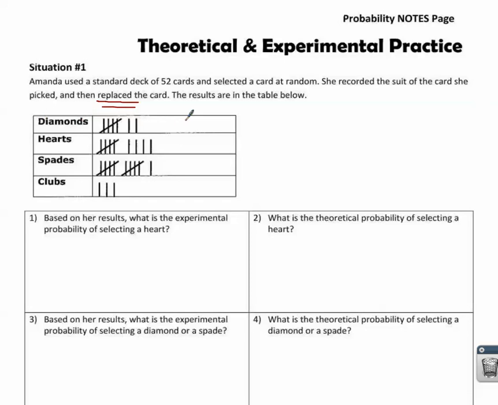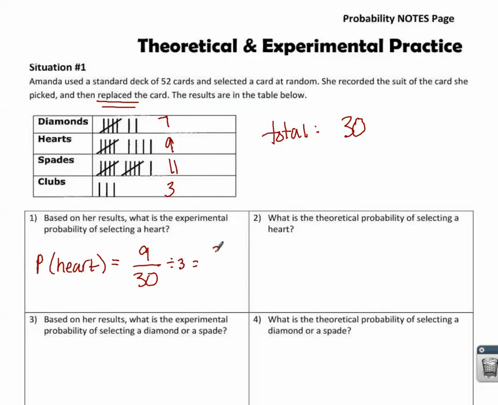So she got diamonds 7 times, hearts 9 times, spades 11 times, and clubs 3 times, making it a total of 30 cards that she chose. So based on her results, what is the experimental probability of selecting a heart? The probability of selecting a heart is going to be 9 out of 30, because remember, it's how many times it occurred out of your total trials. Once you simplify both of these by 3, you're going to get 3/10, which is also considered 30%.